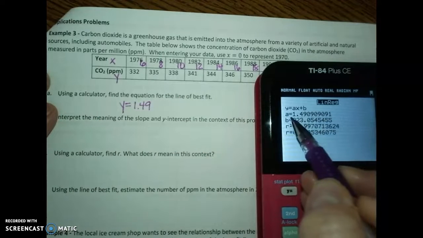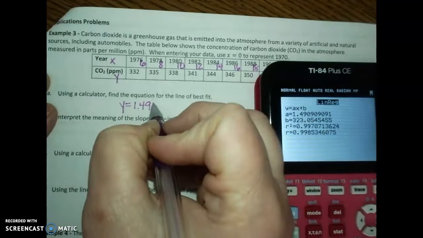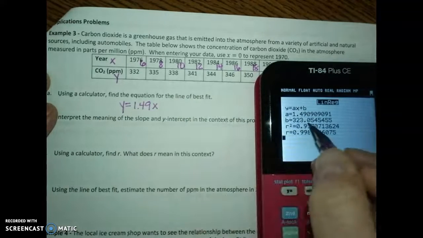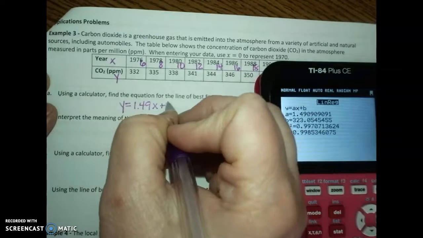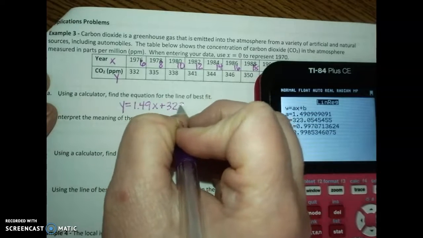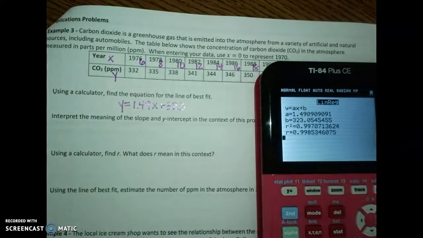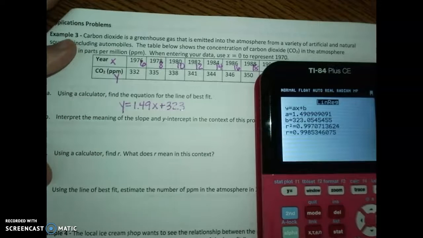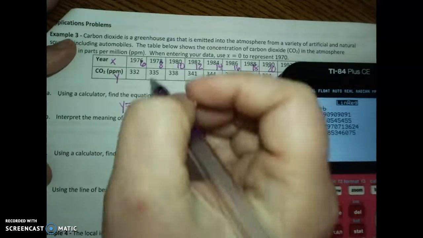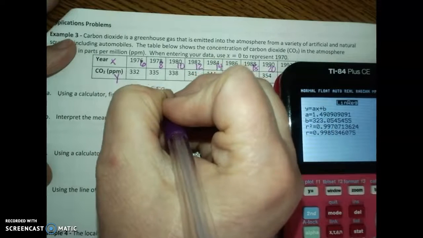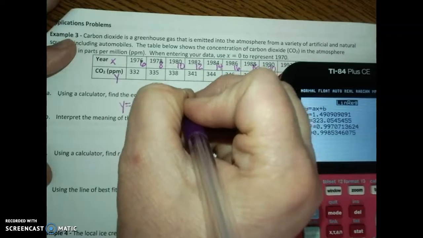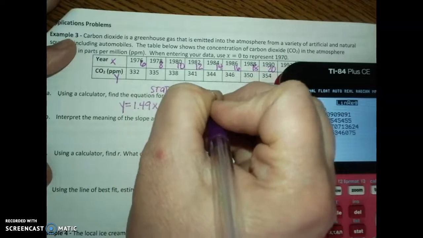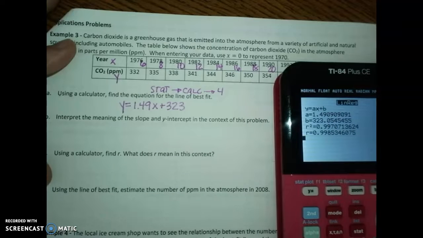1.49x, we're just taking A and plugging it in, and B is a positive number, so we're just going to round that to a whole number, plus 323. So that comes straight out of our calculator. We did Stat, Calc 4, so the Stat button, arrow over to the Calc button, and then choose number 4 for our regression. And we just plugged in the information.